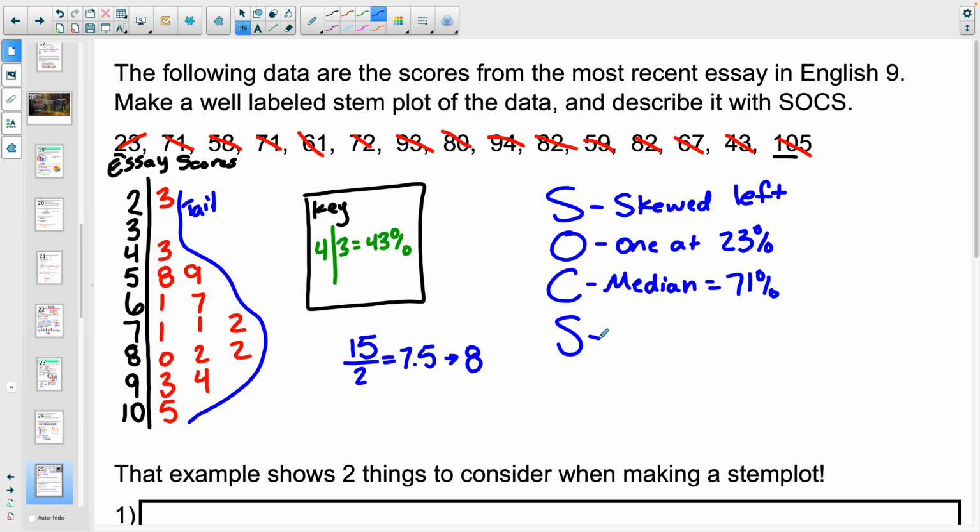And lastly, the spread here, we just simply label the spread being 23% to 105%. Smallest number to biggest number.